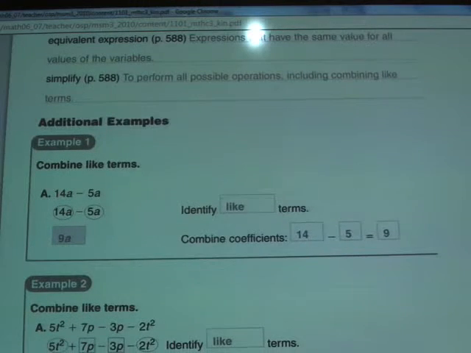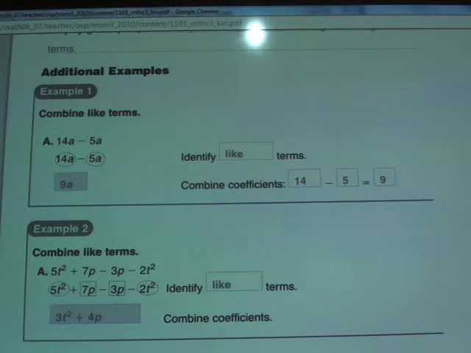All right, so let's go ahead and take a look here at number 1. In number 1, they're simply asking me to combine like terms in the expression 14a minus 5a. Now remember, when we're talking about combining like terms, we can only combine terms if they have the same variable and if that variable is being raised to a similar exponent. So here where I have 14a and 5a, I can put those together because they both have a.